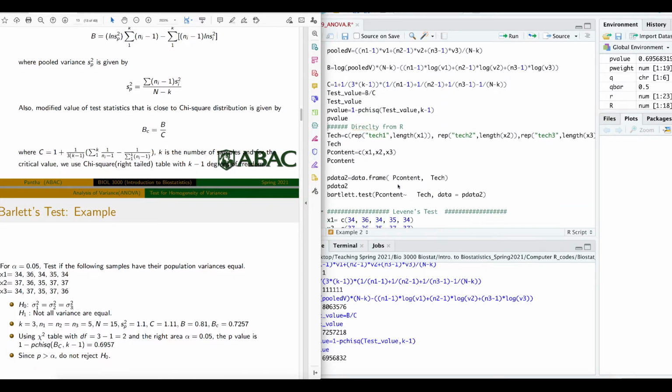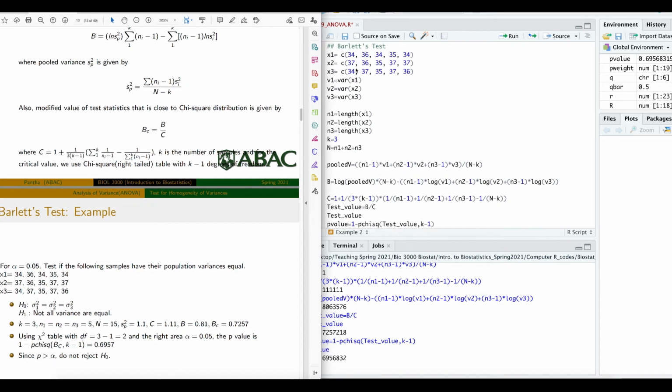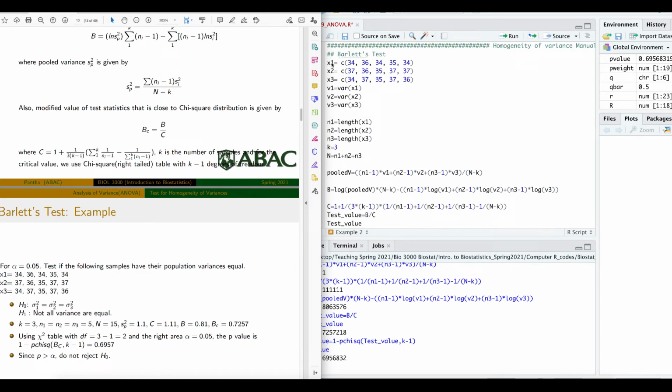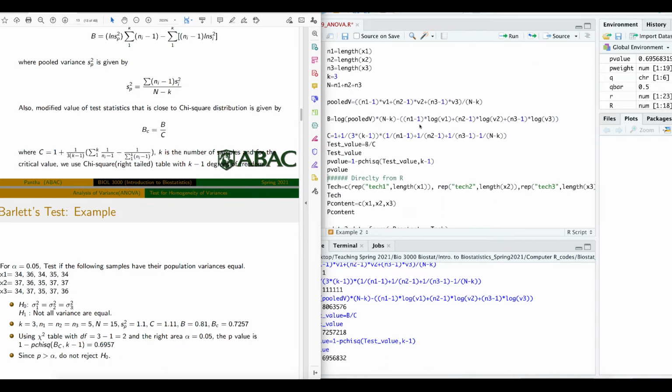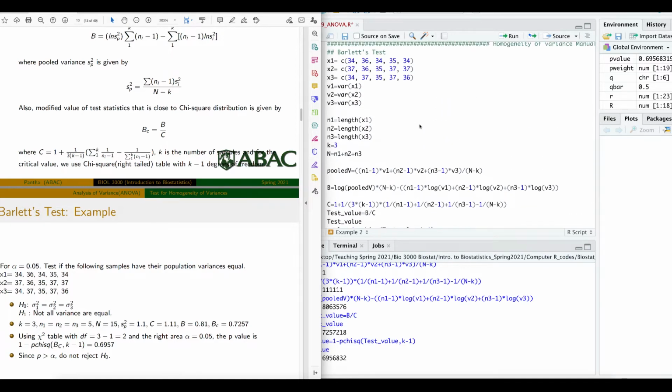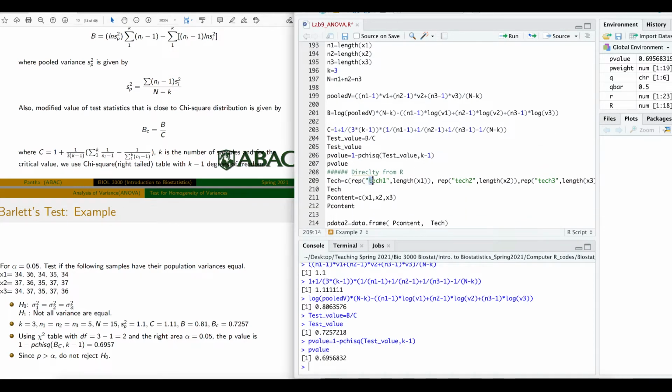But how do I do it directly? It is very similar to the one-way ANOVA. First of all, we need to arrange the data into 2 columns, with all the x1, x2, x3 values in a single column. For the first group you type x1, x1, x1 like that, or you can give whatever name you want. So x1 is the first group, x2 is the second group, and x3 is the third group. Let us do that.